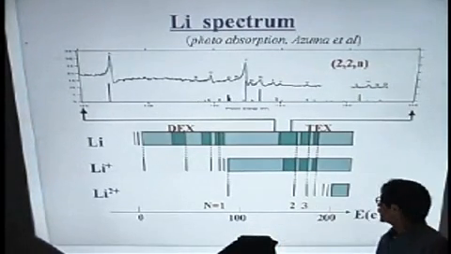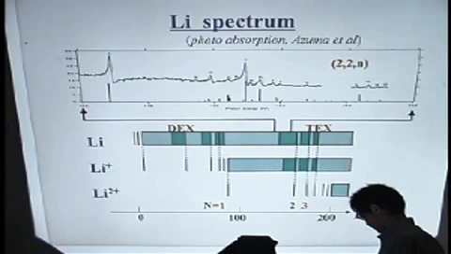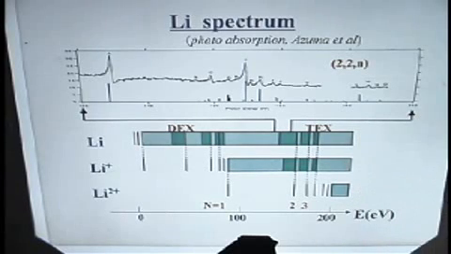Here is the experimental spectrum of lithium triply excited states. Here zero is the ground state of lithium. The triply excited states are really far from this ground state. It goes through the doubly excited states, then further, and here are the triply excited states. It's about 150 eV, really above the thresholds of Li+ and Li2+. So these triply excited states can decay into both Li+ and Li2+.